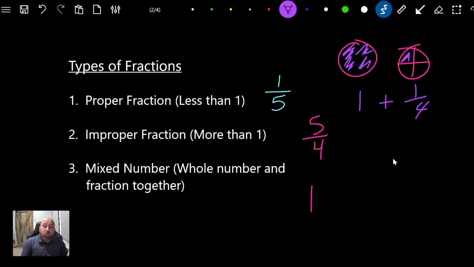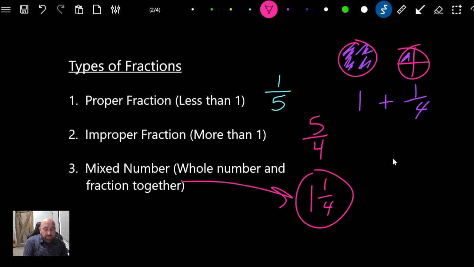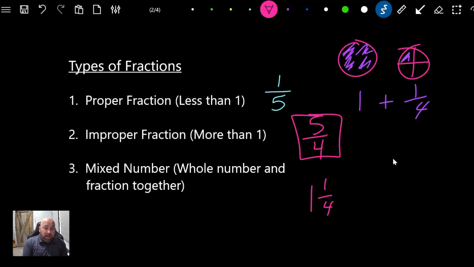Okay? And so the way that the mixed number looks is you would have 1 and 1/4. Okay? So that is a mixed number when you have a whole number and a fraction together. To be honest, this is the same thing as this. 5/4 is equal to 1 and 1/4. Because look, our pizza situation never changed. Here, we just had lines drawn in this, so we had 4 pieces.